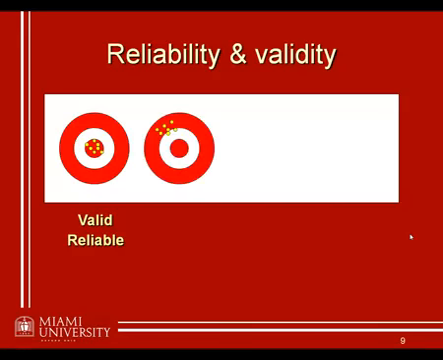You can contrast that with a situation such as this one. What's going on? Well, we're hitting the same spot on the board, but it's not the spot we want to be hitting. In other words, our measurements here are grouped together. So we're hitting the same part of the dartboard every time, but it's not the place we want to be hitting. So what situation is this? Do we have validity and or reliability here? What do you think?